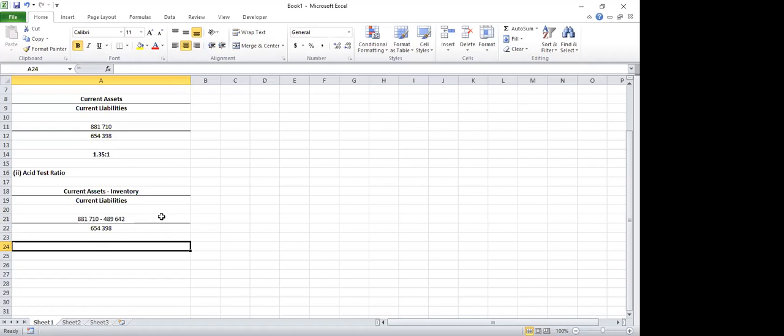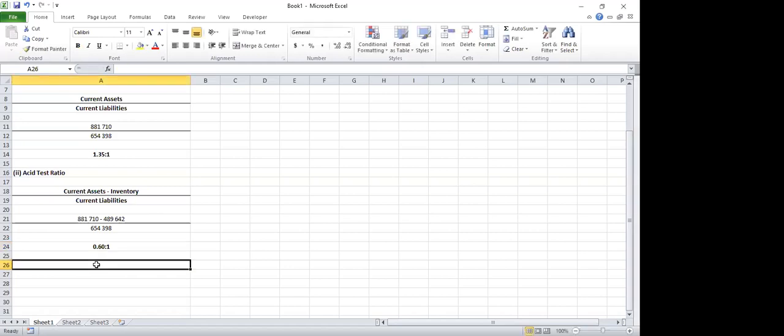$1,599. 0.599. Okay, so we can say 0.6 to 2 decimal places. Thank you, Ngumalo. Right, so that means we only have 60 cents of current liabilities, excluding inventory, to cover our current assets.